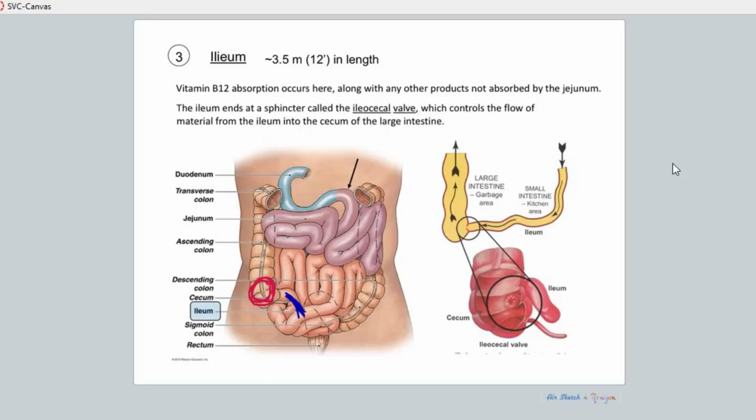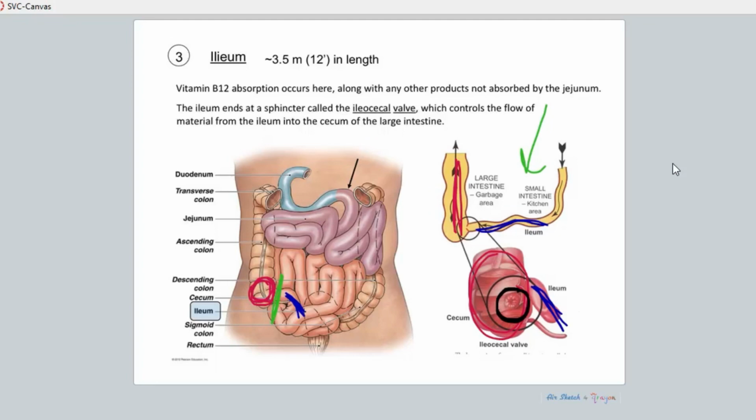Now, not surprisingly, there's going to be a sphincter that separates these two, that's going to regulate the passage of material from the ileum into the cecum. And that's what we're looking at over here. Here we have the ileum, and that's going to deposit its products into the cecum right there. And right there is the sphincter that separates it.